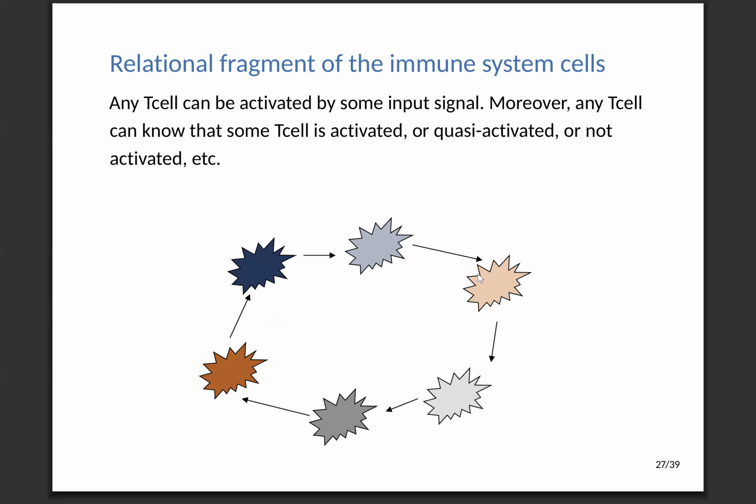And as we already said, the T cells are the cells that we call clever, right? On one hand, they can be activated by some input signal. They also can be quasi-activated. This will be some difference in the notions and in the terms used in the previous papers and other approaches. And moreover, any T cell can know that some T cell is either activated, quasi-activated, or not activated, etc.